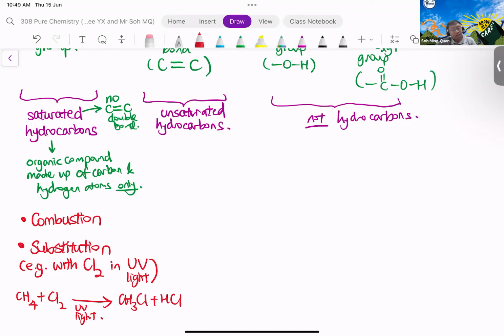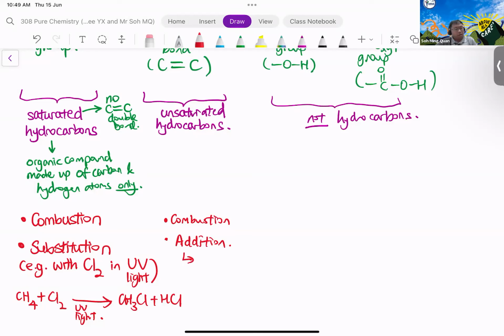Then we move on to alkenes. Alkenes undergo combustion as well. So alkenes can also burn in oxygen gas. If the oxygen is in excess, it undergoes complete combustion to produce CO2 and H2O. Now, besides combustion, alkenes undergo addition. And this is the one that is important.